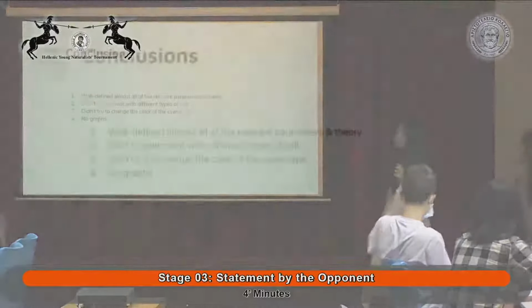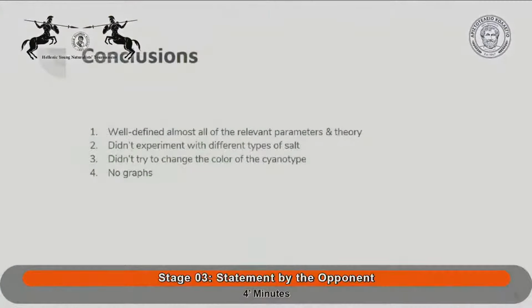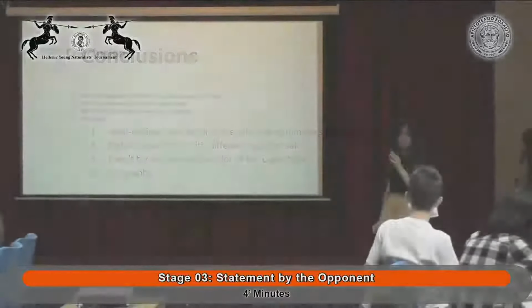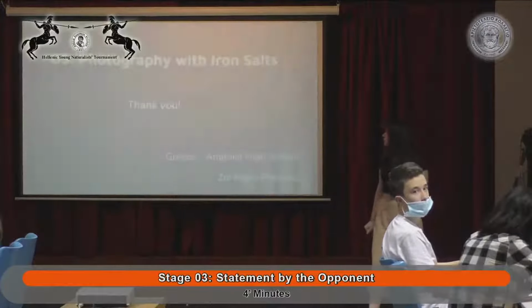The hypotheses were well defined, with almost all the relevant parameters in theory. You didn't experiment with different types of salt, and you didn't try to change the color of the cyanotype. And the most important part was that there were no graphs, only tables. Thank you.